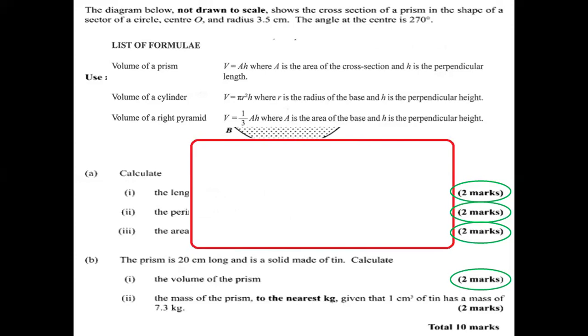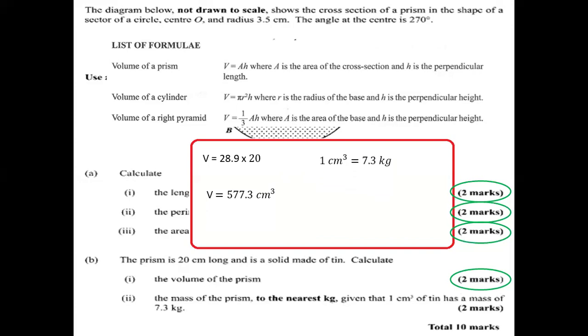formula listing, right? And it's the first one there, V equals AH, where A is the area of the cross section, which would be the area of our sector. In this case, we have already found the area to be 28.9. So it's 28.9, the area of the cross section, multiplied by 20, which is the length of the tin that they just mentioned below, right? The prism is 20 centimeters long. So our volume is 577.3 centimeters cubed for volume in terms of unit.